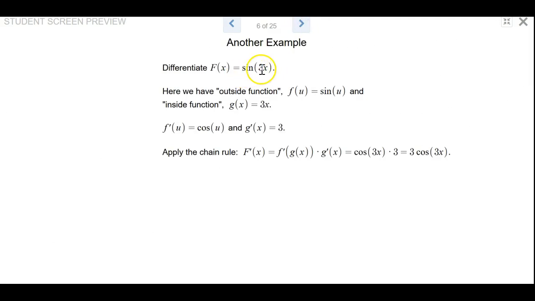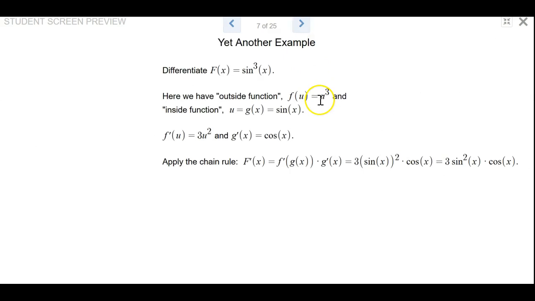Here's another example, the sine of 3x. My outside function is the sine of u. My inside function is 3x. So I take the derivative of the outside function, which is cosine u, and the derivative of the inside function is 3. I form their product, and I evaluate the outside function at the inside function in my final result. So here is f prime of g, and here is g prime.